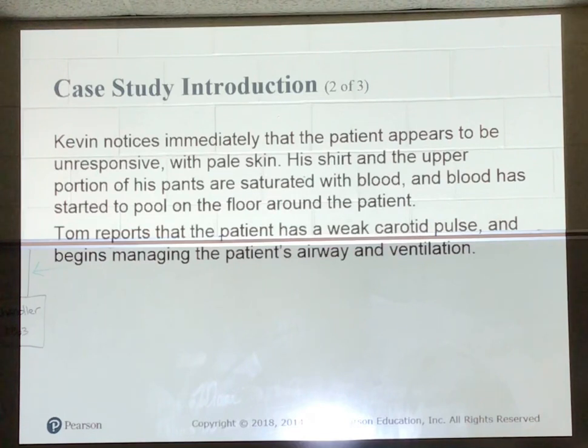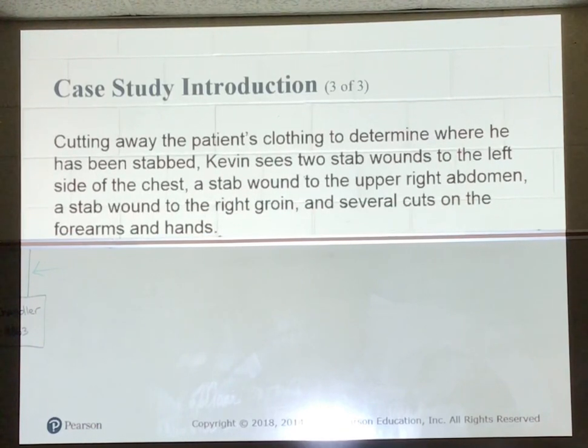Tom reports that the patient has a weak carotid pulse and begins managing the patient's airway and ventilations. Cutting away the patient's clothing to determine where he has been stabbed, Kevin sees 2 stab wounds to the left side of the chest, a stab wound to the right upper abdomen, a stab wound to the right groin, and several cuts to the forearm and hands.